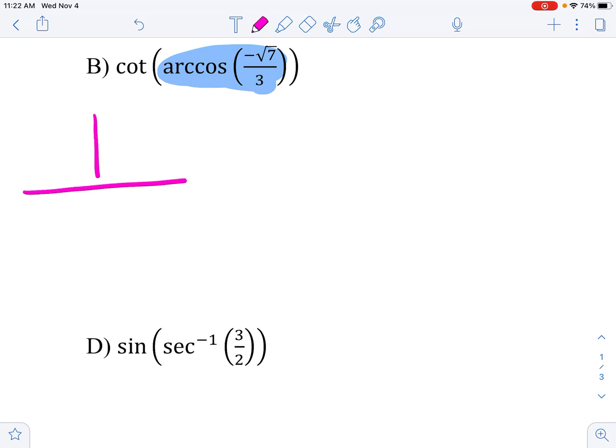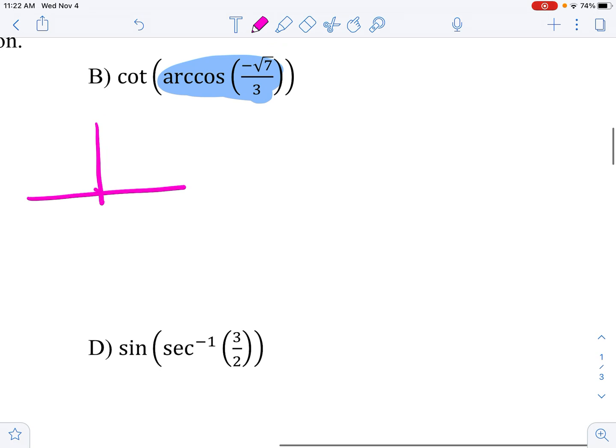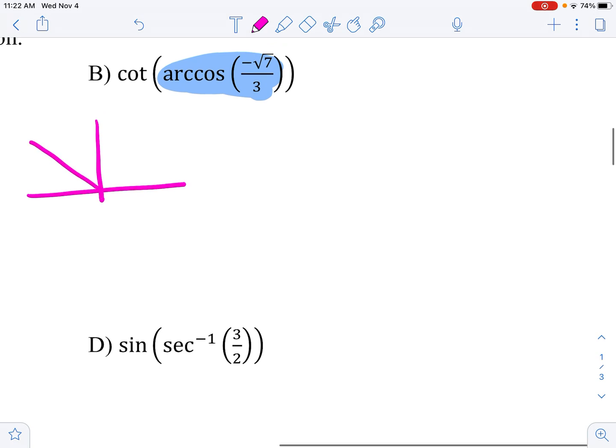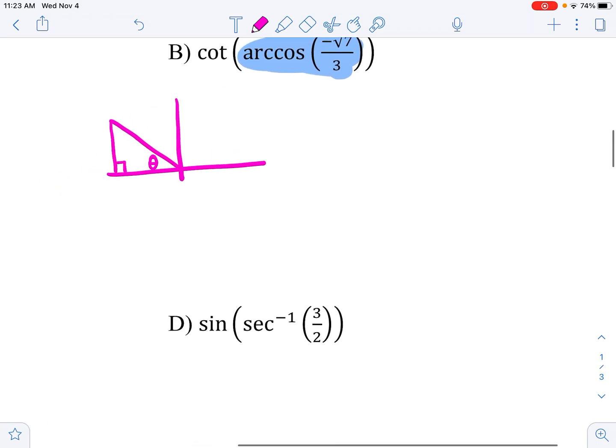All right, cosine inverse. Which two quadrants is cosine inverse defined in? 1 and 2. Which one is it negative in? Because it's negative root 7 over 3. 2. My angle theta is always created by the radius and my x-axis, so that's theta. Do I know an angle that has a cosine of negative root 7 over 3? No. So I'm going to make this into a triangle.